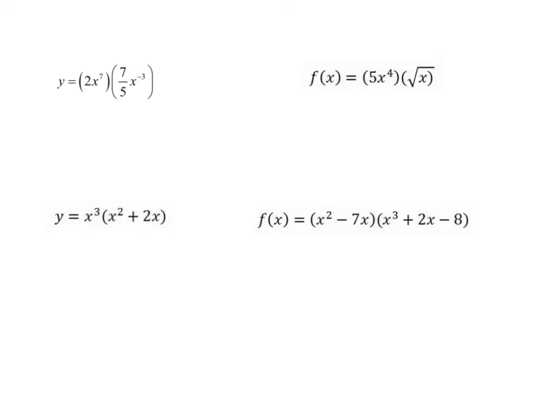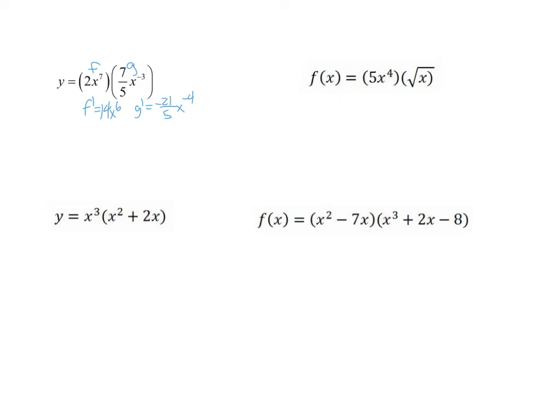Here's a couple examples. Let's go through these fairly quick. If we call our first one f, second one g, the derivative of f is going to be 14x to the 6. And our derivative of g is negative 21/5 x to the negative 4.